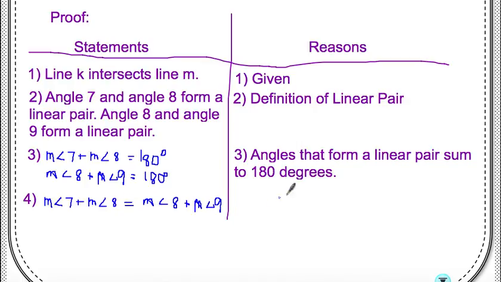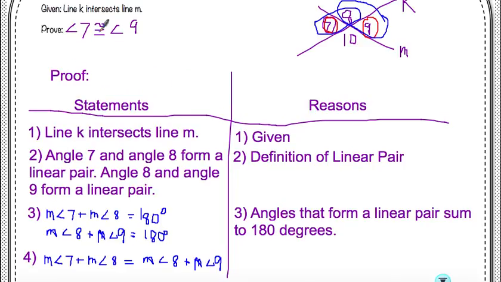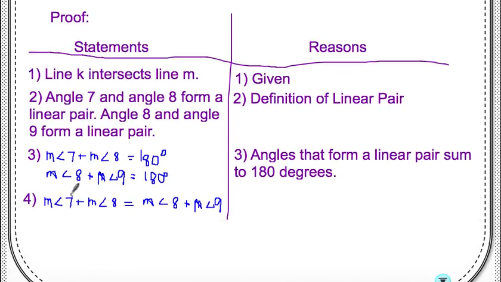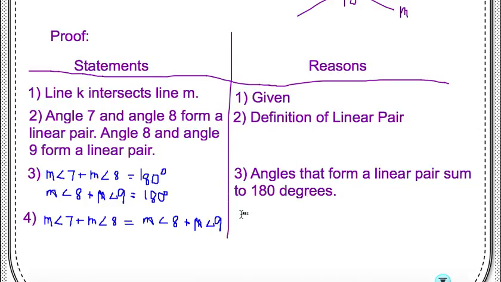Now, why did I put measure of angle 7 plus 8 on the left? Look back at what you're trying to prove. 7 is on the left, 9 is on the right. There's a reason why I did that. So what I did was I said, since both of these are equal to 180, I can say they're equal to each other. And this is the substitution property. I substituted 180 with this part.